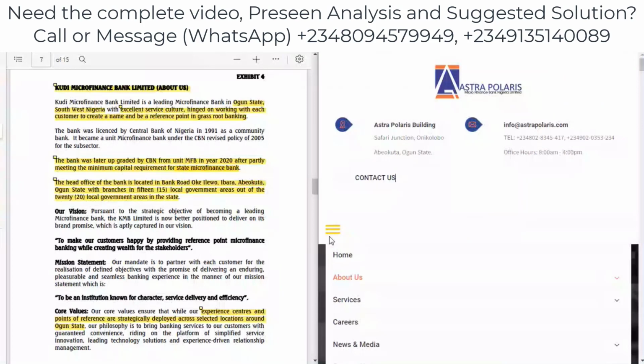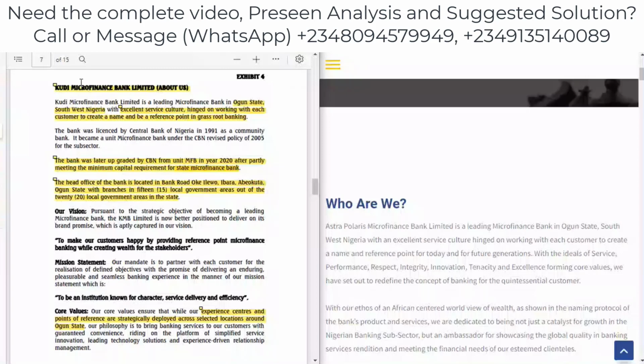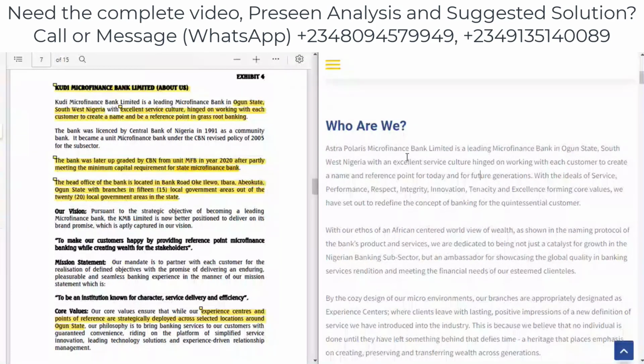Let's go ahead. So now, it's about us. You can see too, Kudi Microfinance Bank, about us. Kudi Microfinance Bank is a leading microfinance bank in Ogun State, Southwest Nigeria, with excellent service culture, hinged on working with each customer to create a name and be a reference point in grassroots banking. Now let's read this one too together. Astra Polaris Microfinance Bank is a leading microfinance bank in Ogun State. So the name Astra Polaris was changed to Kudi Microfinance. Now, in Ogun State, Southwest Nigeria, with an excellent service culture hinged on working with each customer to create a name.